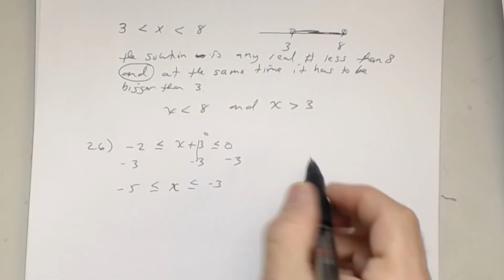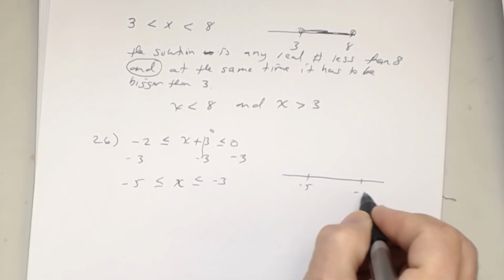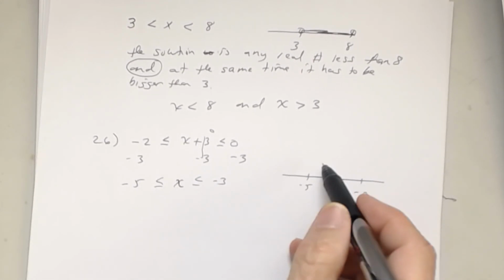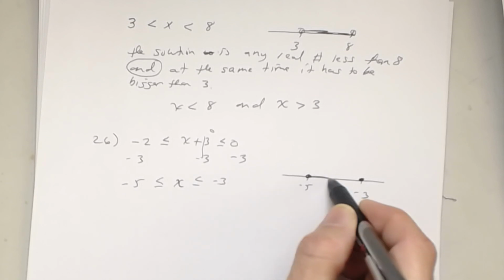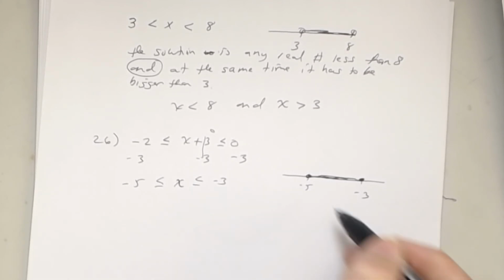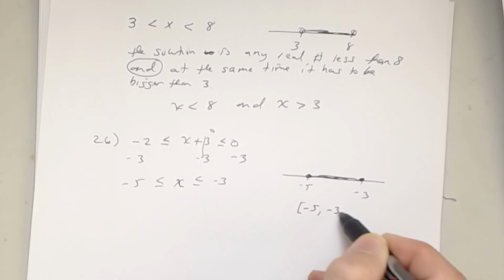Okay, so now let's graph this. Here's negative 5. Here's negative 3. Are they open or closed circles? Closed, because they both have equal signs. And I shade in between them. And what's the interval notation? Bracket, negative 5, comma, negative 3, with a bracket.